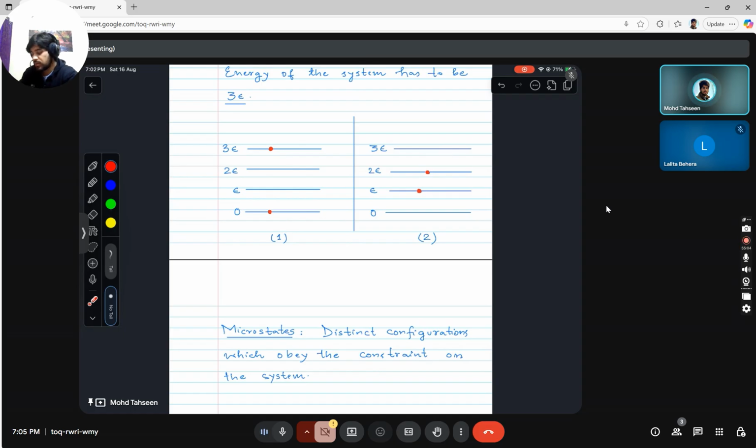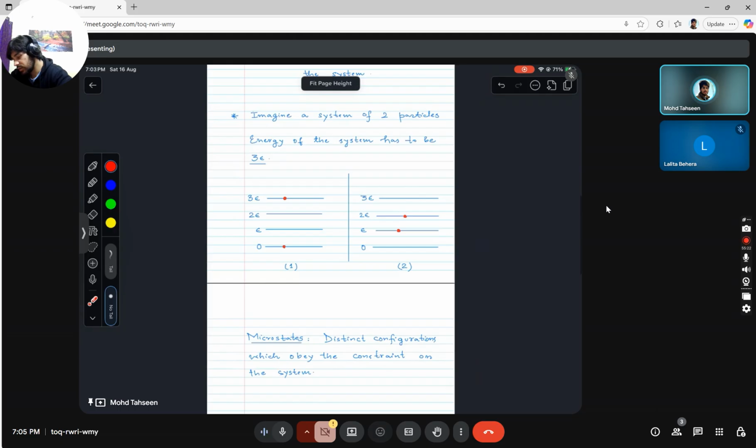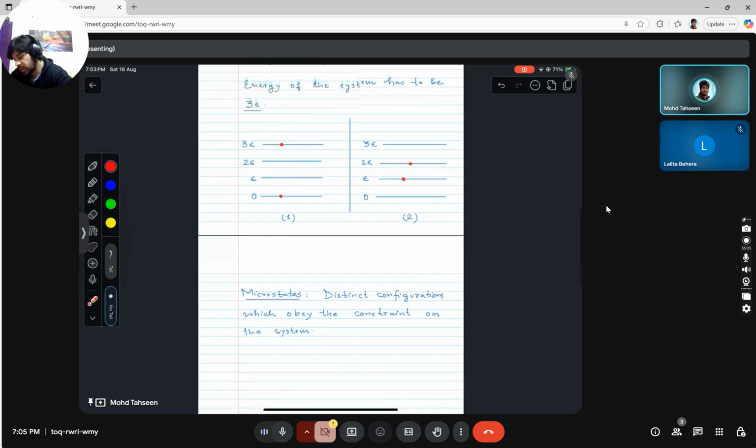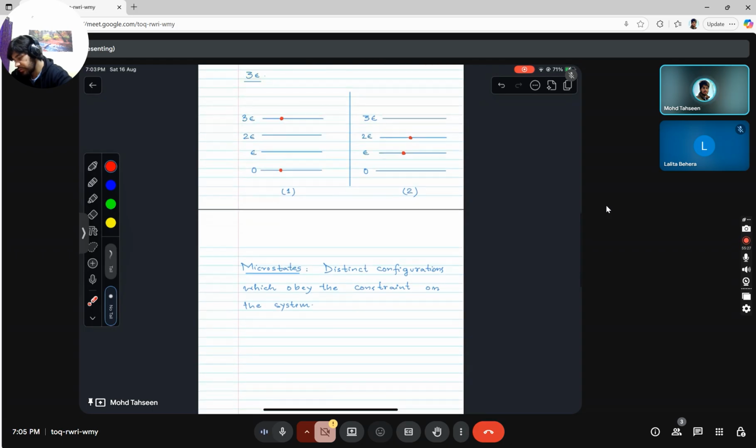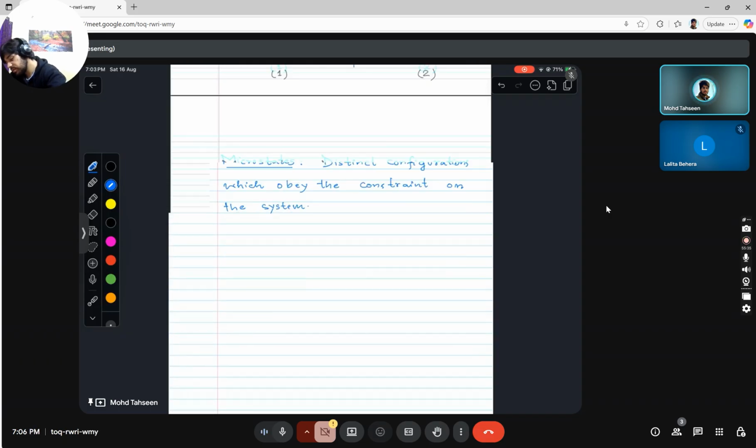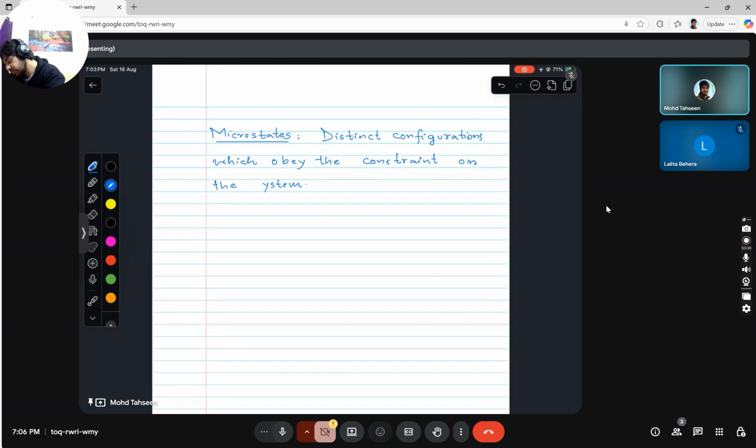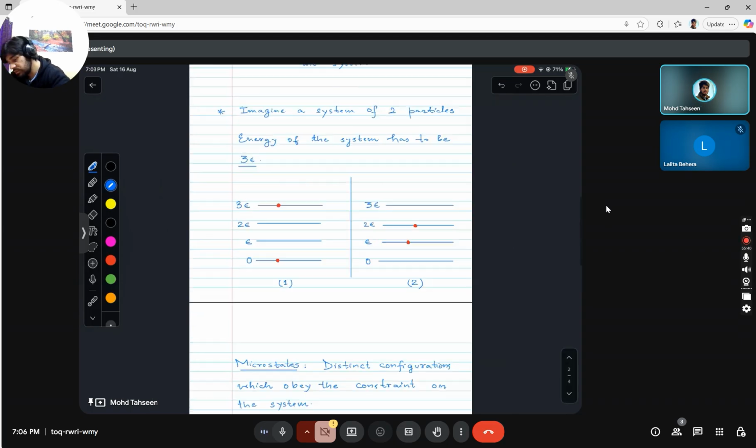And number two is that both of these obey the constraint on the system. Now what is the constraint on the system? The constraint in this case is the total energy. Both of these microstates add up to the same total energy, right? So this is the definition of a microstate. Now if we look at in how many ways a particular microstate can be achieved, right? So here we are taking an assumption.